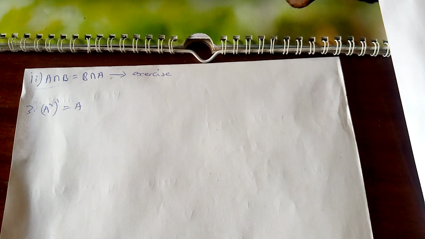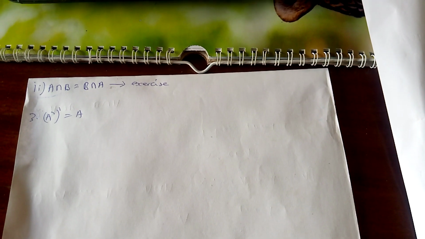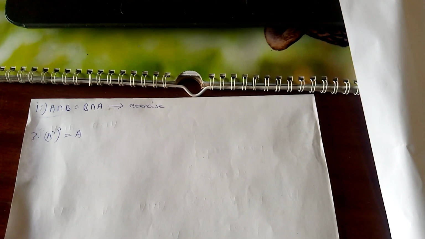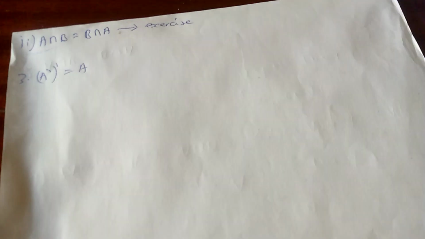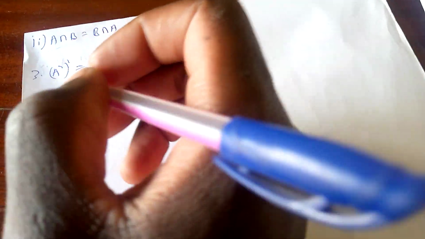So I want to focus on our next theorem, which says that the complement of A complement, open bracket A complement close bracket, complement, is equal to A. So I want us to prove this in two ways. We're going to start with this one.